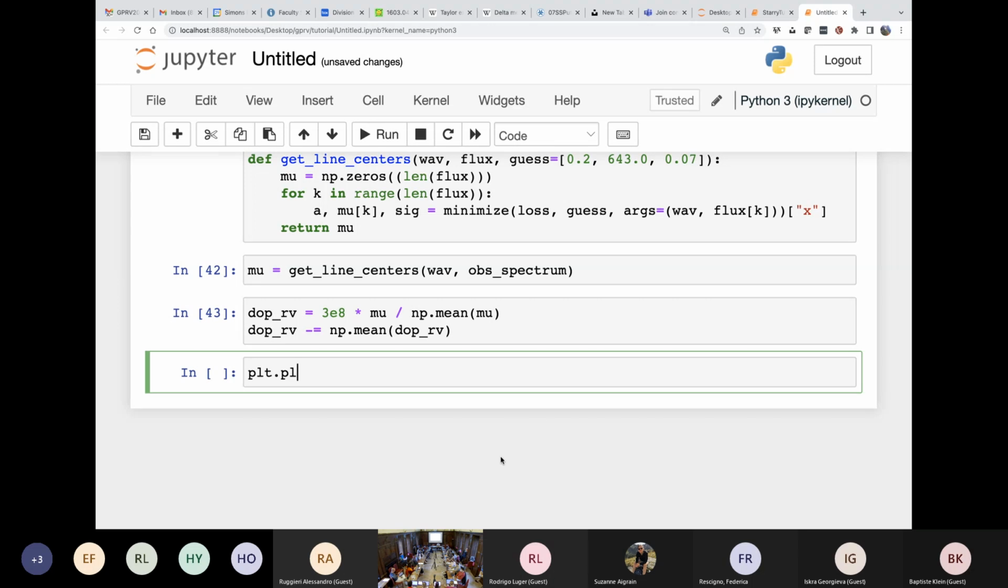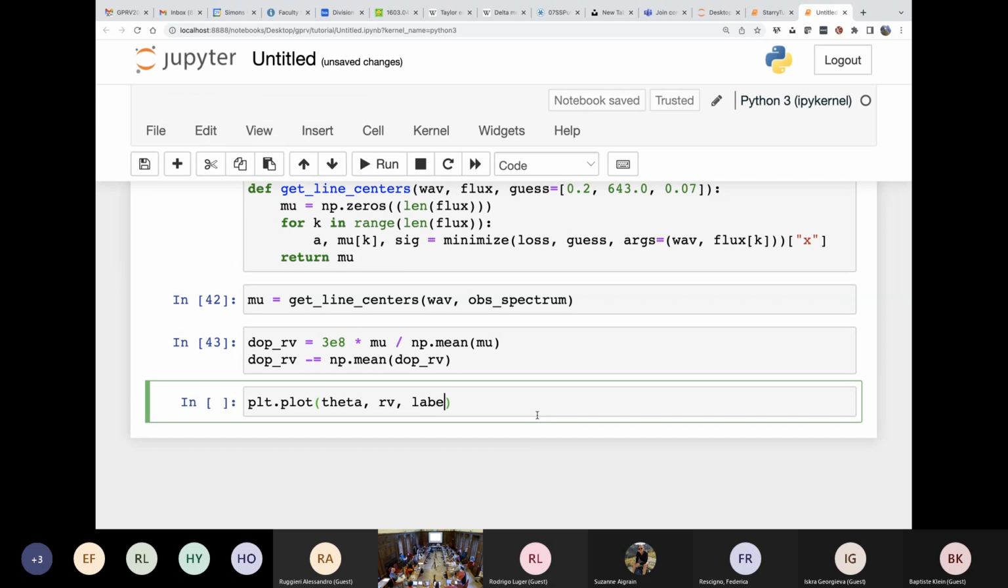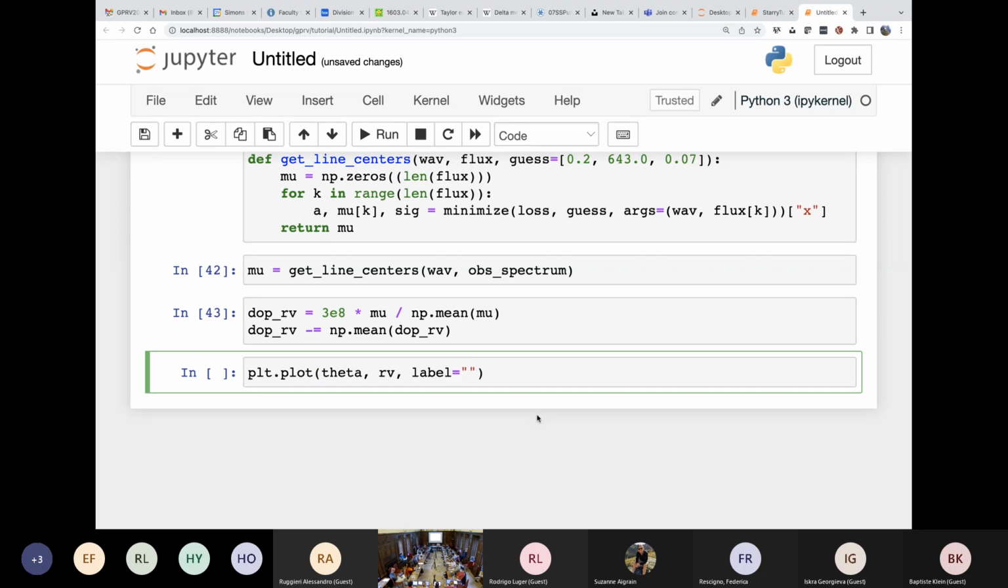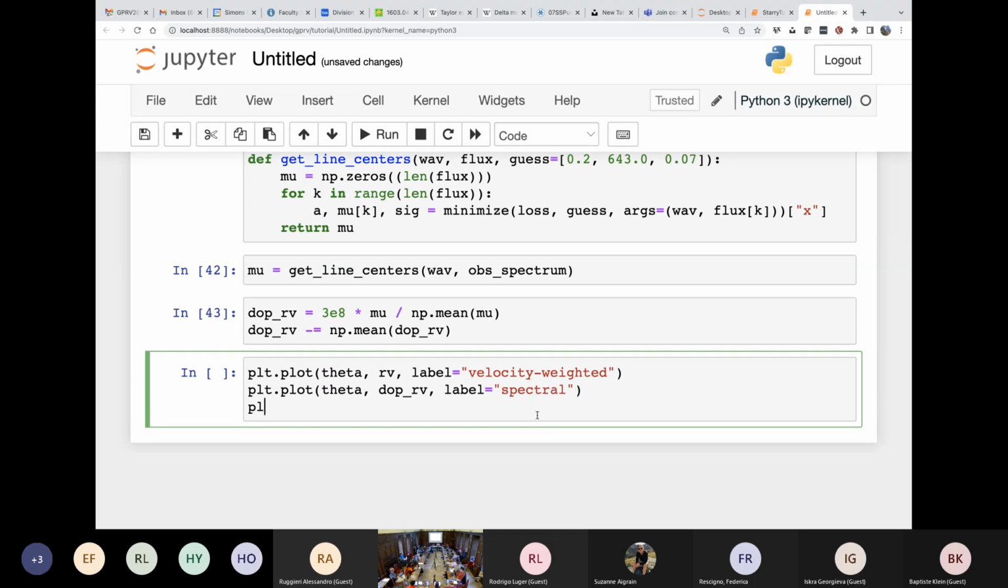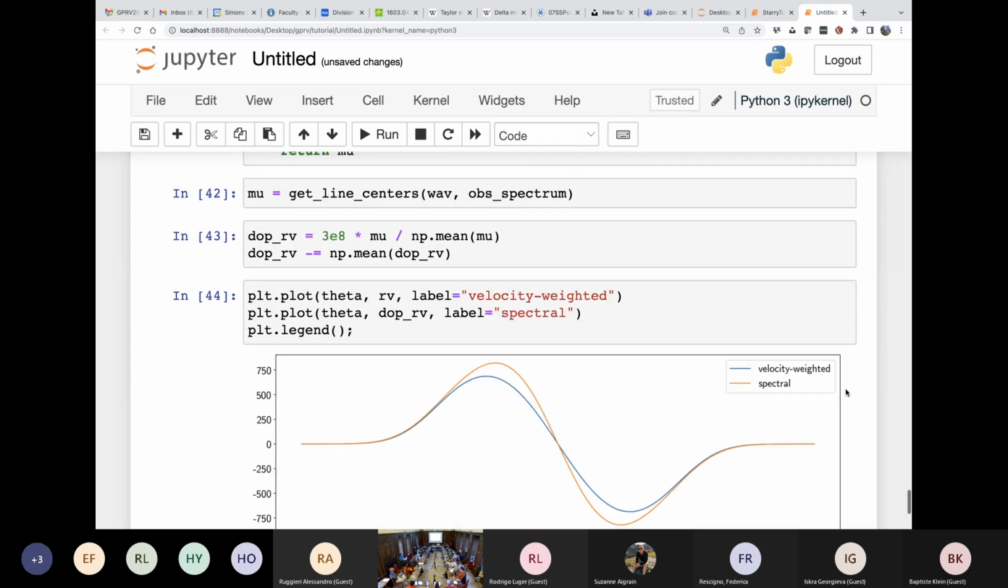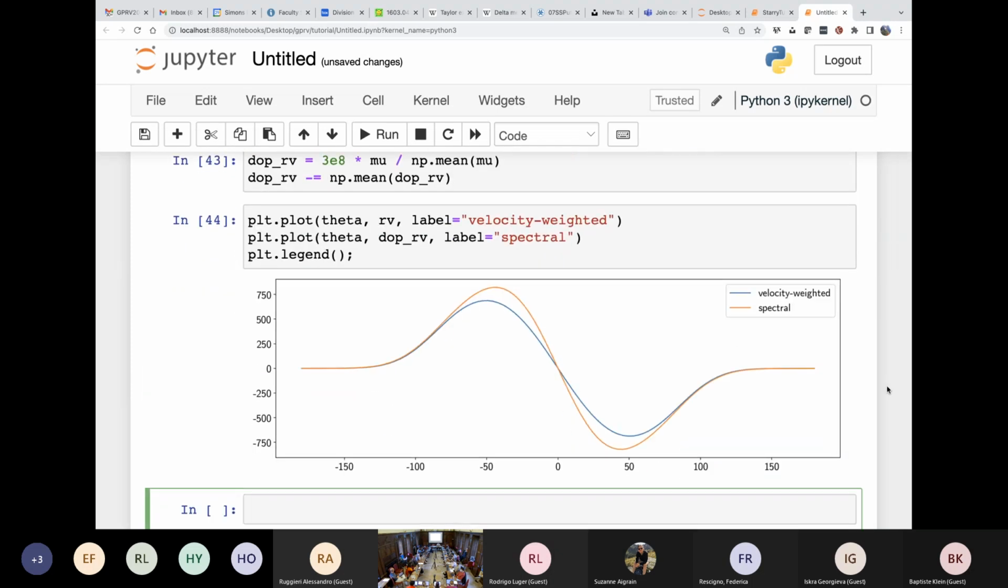And so I'm going to plot theta versus RV. I'm going to label this velocity weighted. And I'm going to plot the new one, which is Dop RV, and I'm going to label that Doppler or spectral. We did the full spectrum. And I'll add a legend. They're slightly different. We did different things to compute the radial velocity of the spot.